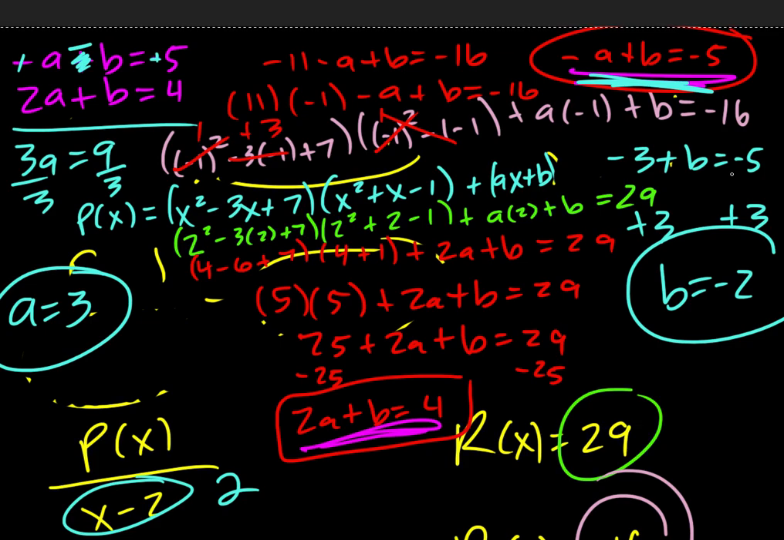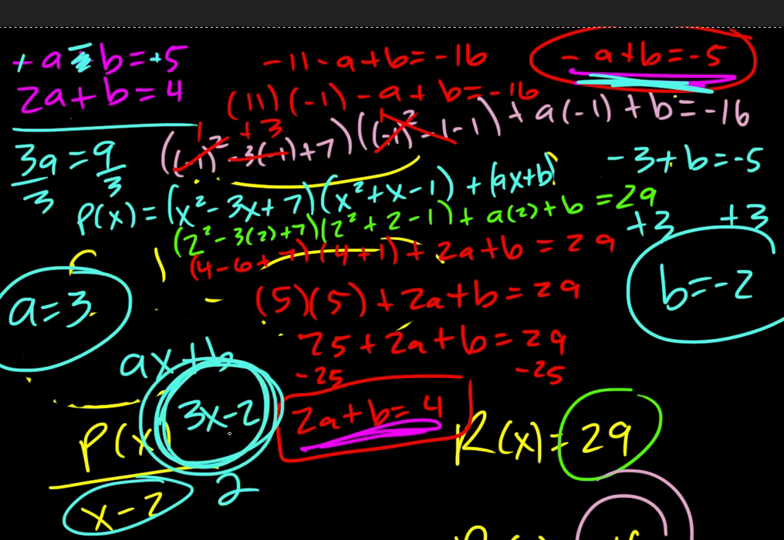Alright, what did they want in the end? Find r of x in the form of ax plus b. So they wanted an ax plus b, so we just say 3x minus 2, and that's our answer.